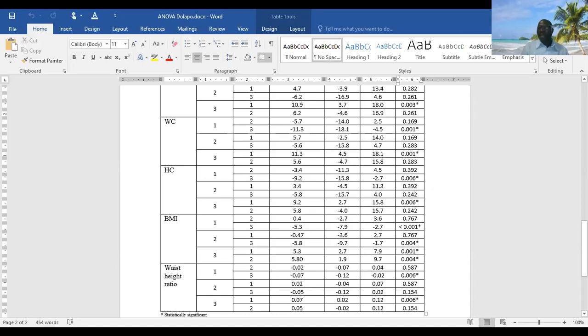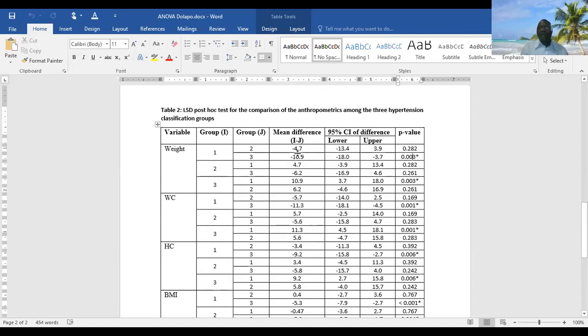If you look at this one now, between one and two, the difference is minus 4.7. When you come here, it's 4.7, the same thing. The confidence interval here is minus 13.4 to 3.9. Here, it is minus 3.9 to 13.4. The reason it is negative here is that the value of number two is greater than one. You are subtracting number two from one, that's why it gives you negative. When you subtract number one from two, it gives you positive. The p-value is the same.